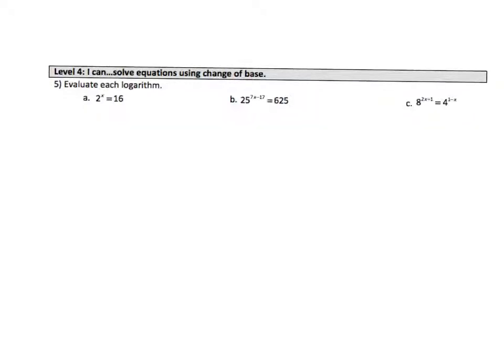Okay, in level 4, I know it says solving logarithmic equations, but it's really not logarithmic, it's actually exponential. So we want to, what we call, change the base of the numbers so that they're the same.